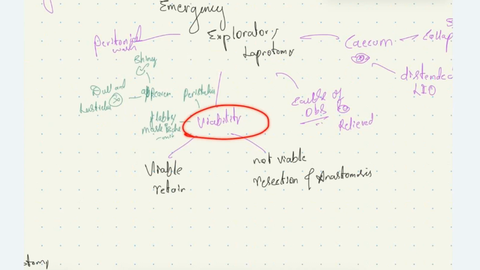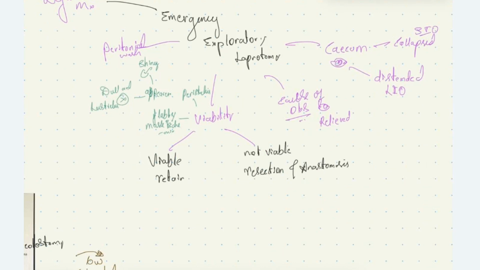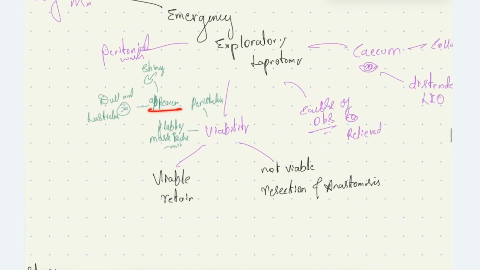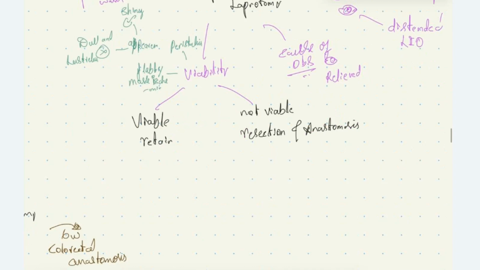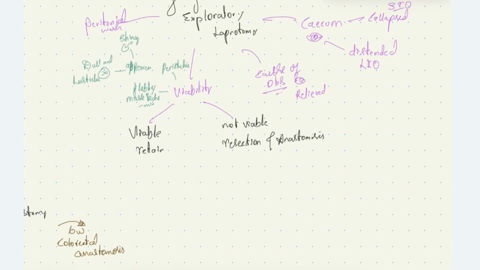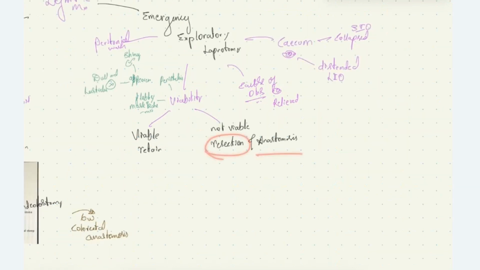We look out for the viability of the bowel by seeing the peristaltic movement. If the bowel is viable, peristaltic movements will be present. The non-viable bowel will be flabby due to muscle ischemia, and the appearance will be shiny if the bowel is viable. It will be dull and lusterless if the bowel is not viable. If the bowel is viable, you retain the bowel. If the bowel is not viable, we perform resection and anastomosis. Resection of the gangrenous tissue and then followed by bowel anastomosis.